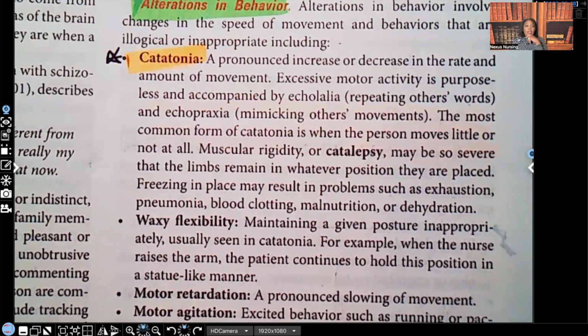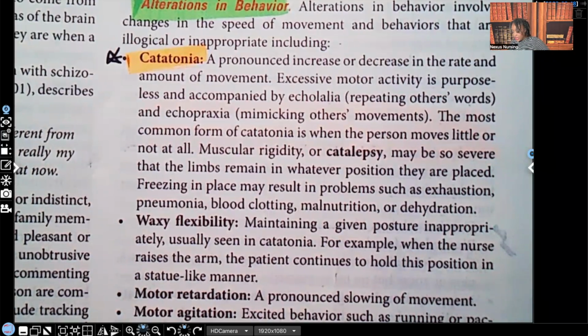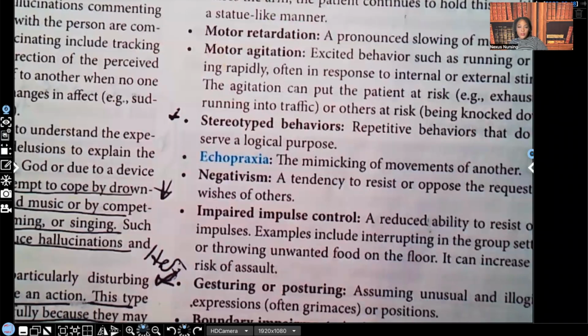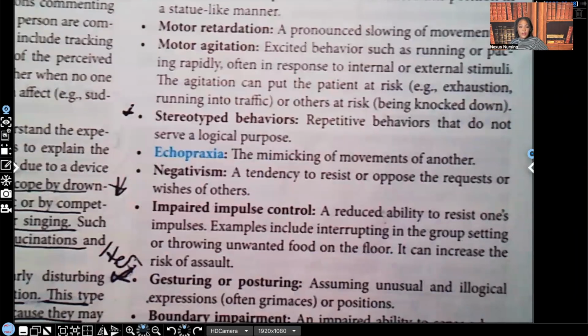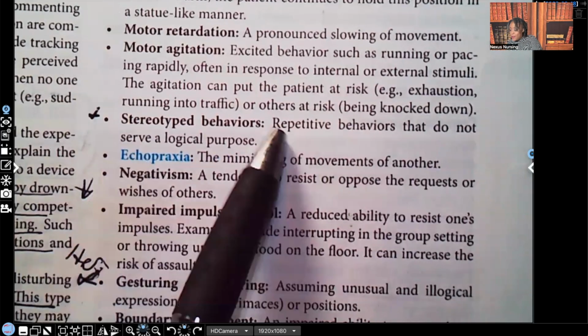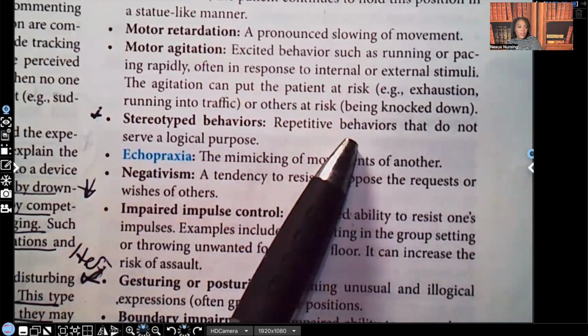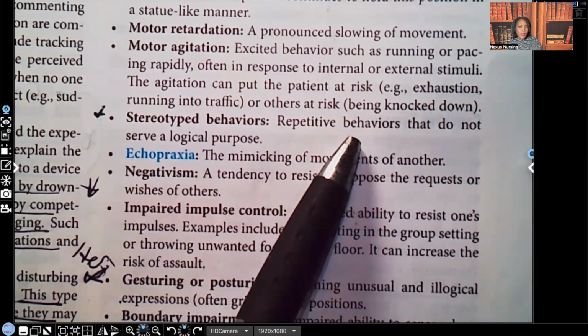Catatonia. This is a pronounced increase or decrease in the rate and the amount of movement. Okay, so they can be moving all over the place, or they may just be still as a statue, depending on that patient's condition. Stereotyped behaviors. Repetitive behaviors that do not serve a logical purpose.